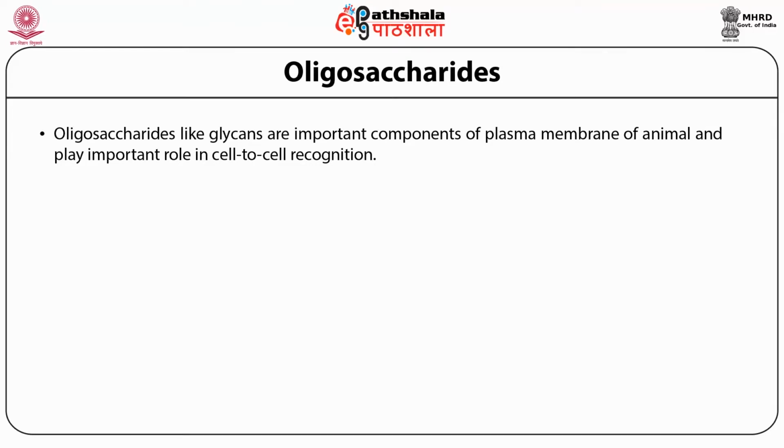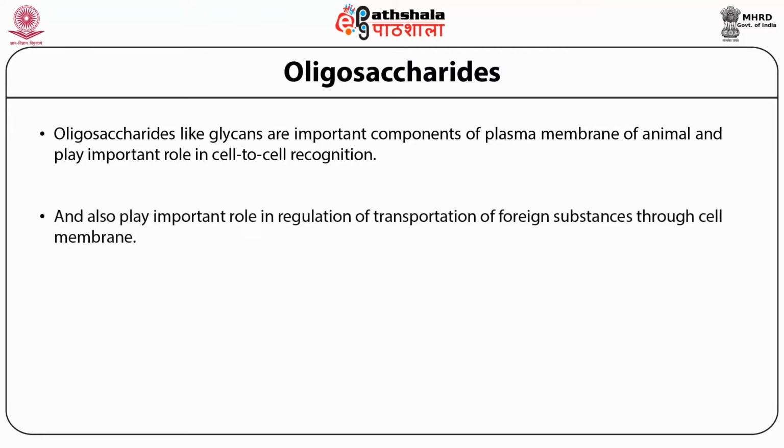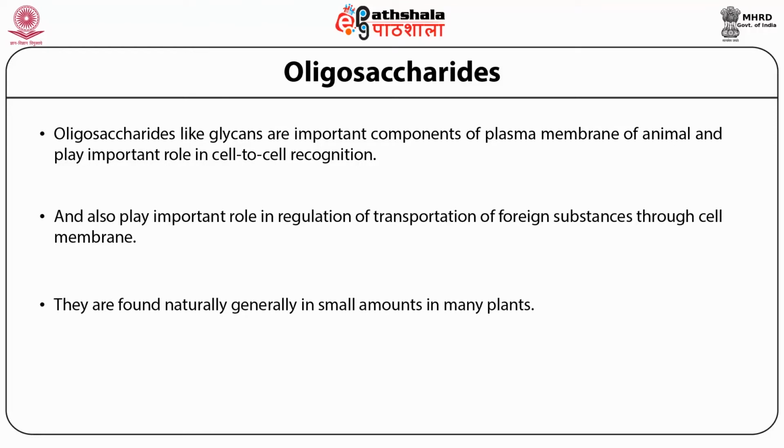Oligosaccharides like glycans are important components of the plasma membrane of animals and play an important role in cell-to-cell recognition, as I already told you, and also in regulating the transportation of foreign substances through the cell membrane. They are found naturally, generally in small amounts, in many plants.